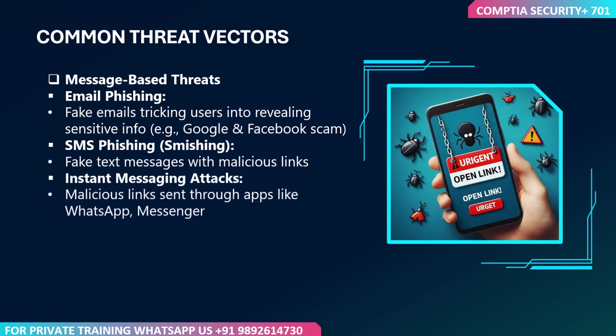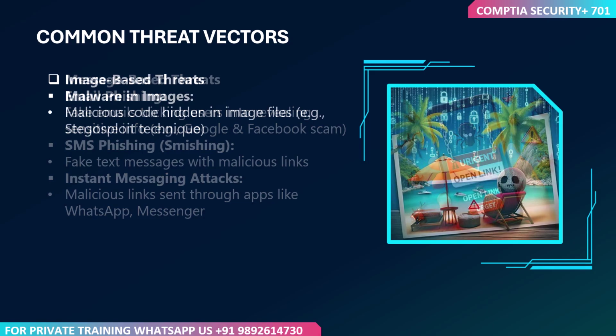Moving on, let's explore instant messaging attacks. Hackers love using apps like WhatsApp, Facebook Messenger, and Telegram to send fake messages or malicious links. Here's a common trick. You get a message from a friend, at least it looks like your friend, saying, "Hey, check out this cool video of you." Curious? You click it. And just like that, malware is on your device. These attacks work because they play on urgency and trust. But once you know the signs, you can spot them before it's too late.